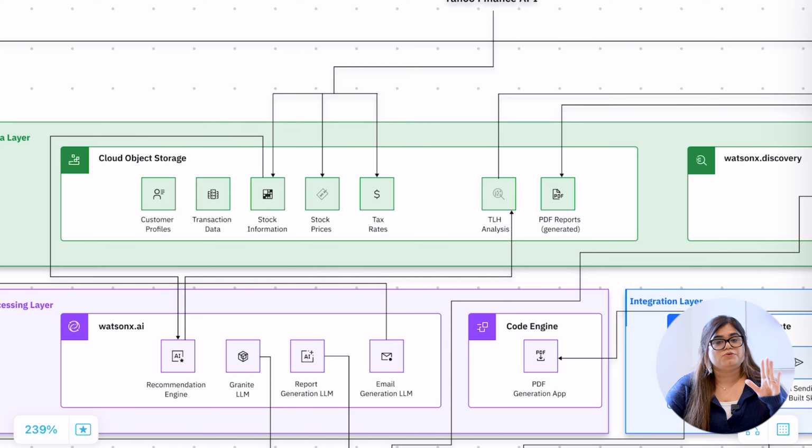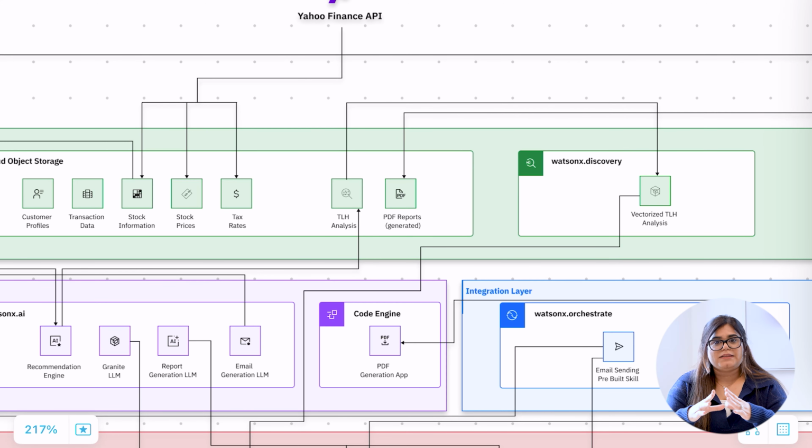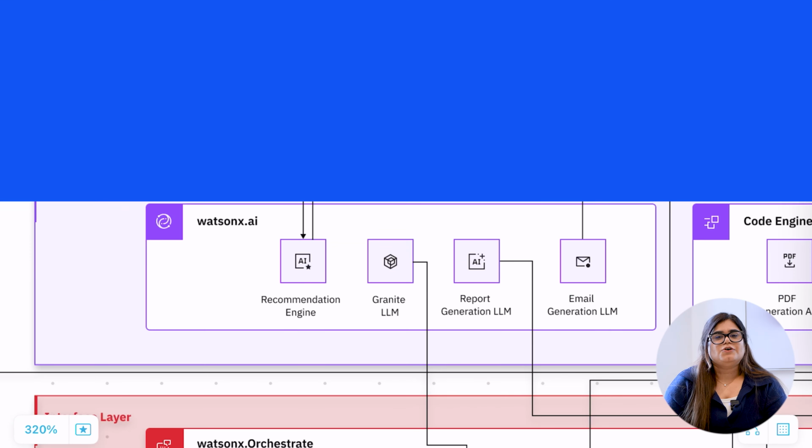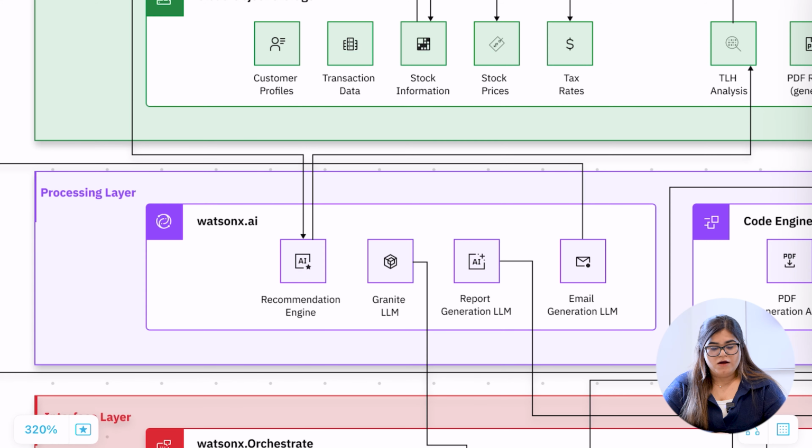Now, to understand what data we store over here, we'll first dive into the processing layer. But for now, just understand that it is a vectorized storage. Within the processing layer, we have a recommendation engine that provides tax loss harvesting recommendations to our financial advisors to offset any capital gains or losses. This is a custom-built solution in this architecture. But of course, one thing to note is that we can build this recommendation engine based on any principles that your organization follows and provide recommendations based on that.